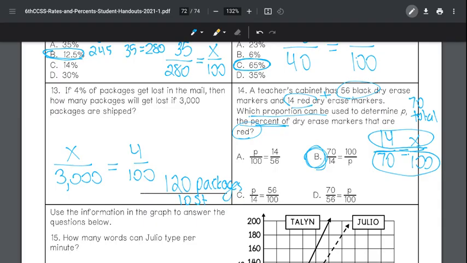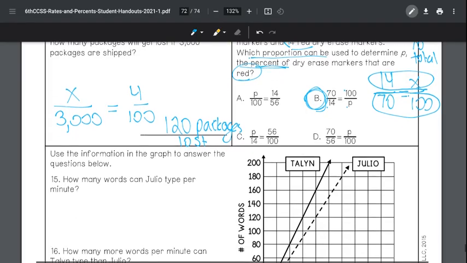They wrote theirs upside down. They said we have 70 total markers, but 14 are red. And so 70 markers make up 100%, and we want to know what percent makes up the red. So they wrote it upside down. Don't love that, but the answer is B.